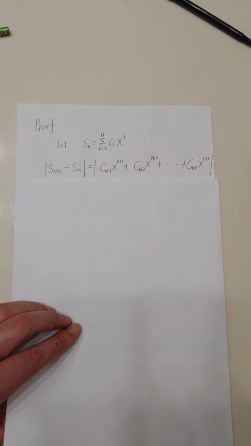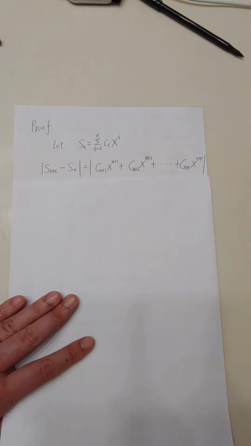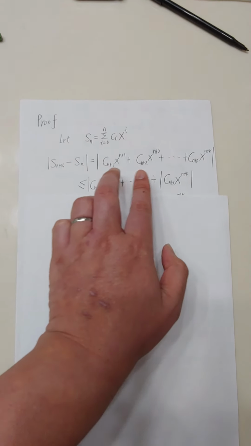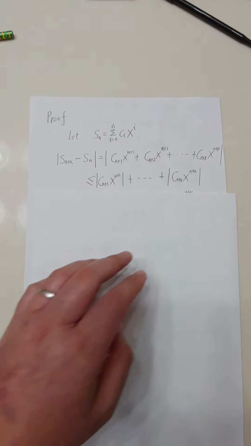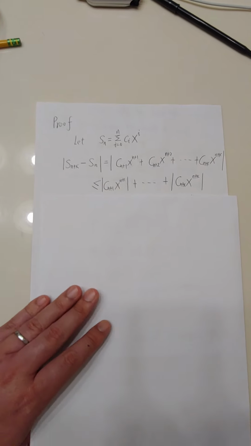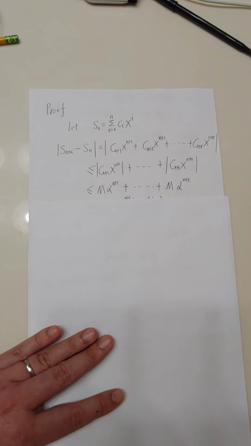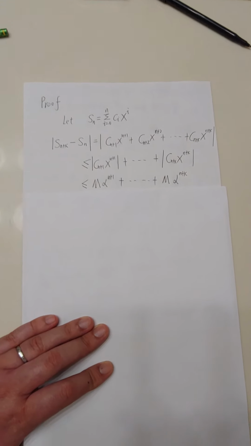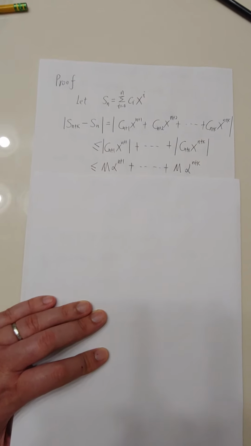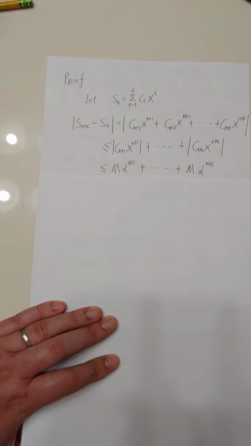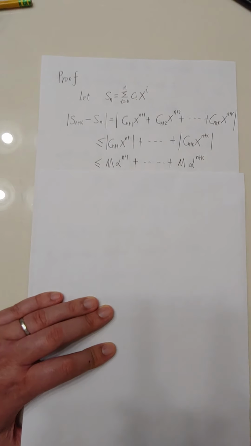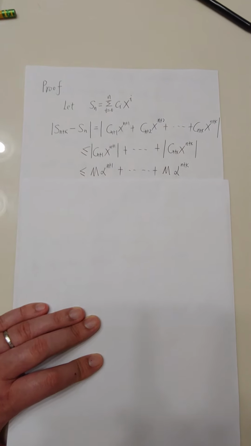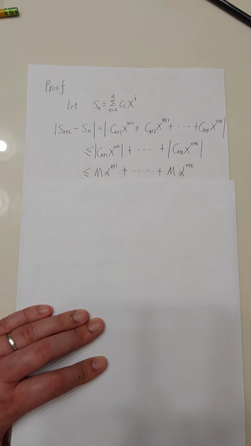Then we use the triangle inequality. It's less than or equal to the sum of the absolute values of each term. We know each term is bounded by M times alpha to the power, by the condition. Here the power is n plus 1 for the first term, and for the last term the power is n plus k.